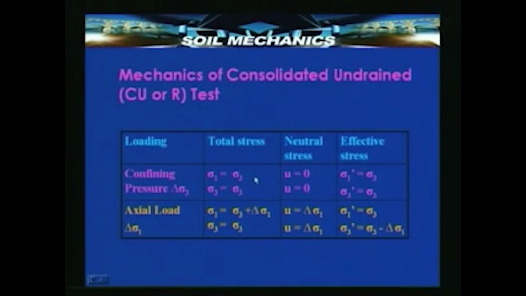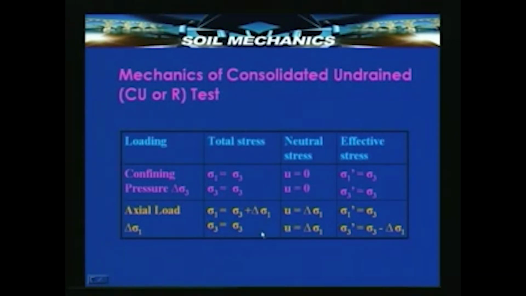The total stresses will obviously be the applied stresses, and therefore sigma 1 equal to sigma 3, sigma 3 equal to sigma 3. And since consolidation is permitted, u is 0, effective stresses will be the applied stresses. This part of loading and the corresponding stresses are identical to the earlier test. When the axial load is now applied, then comes the difference.